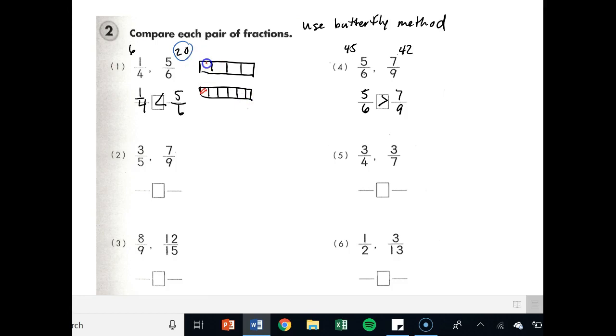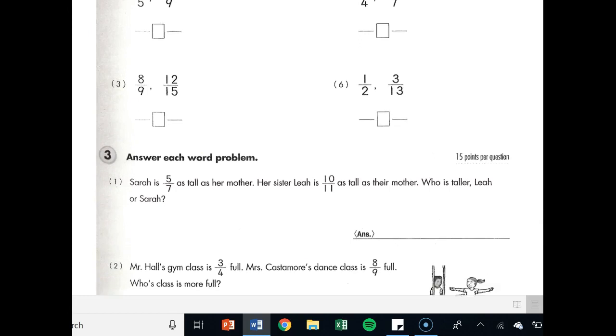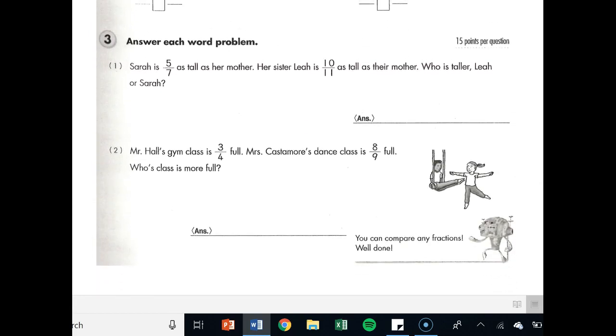So for 1/4, you just color in 1/4. And for 5/6, you color in 1, 2, 3, 4, 5, right? And there you can see 5/6 is clearly greater than 1/4, right? So if you're not a big fan of the butterfly method, by all means, you can draw equal bars and divide it up that way. Alright, I'm going to go ahead and leave you through the rest of those, and then I'm going to take you through this last one.